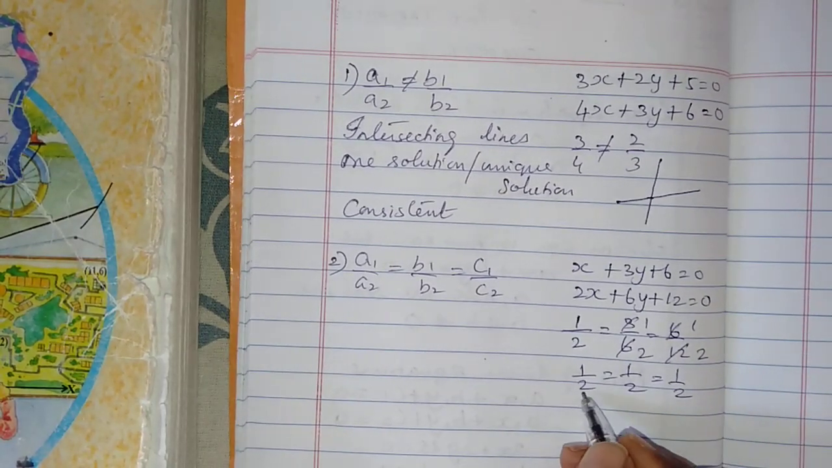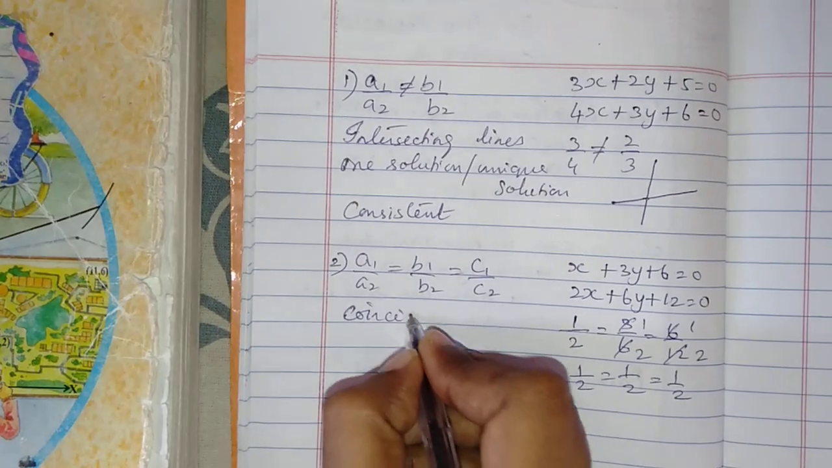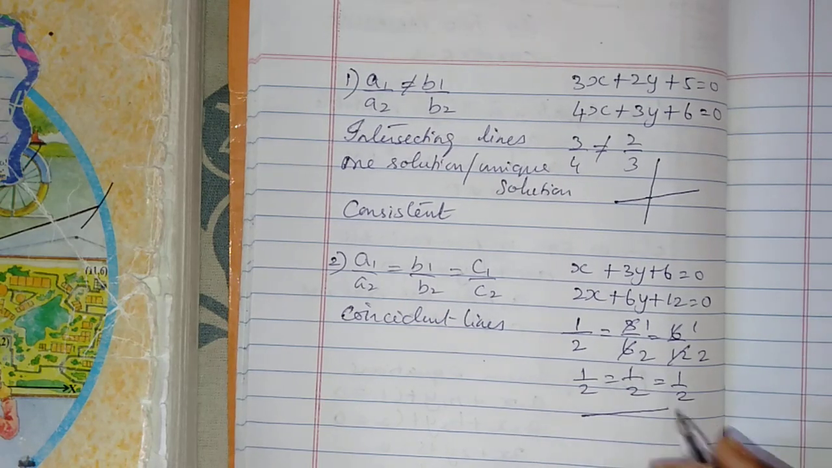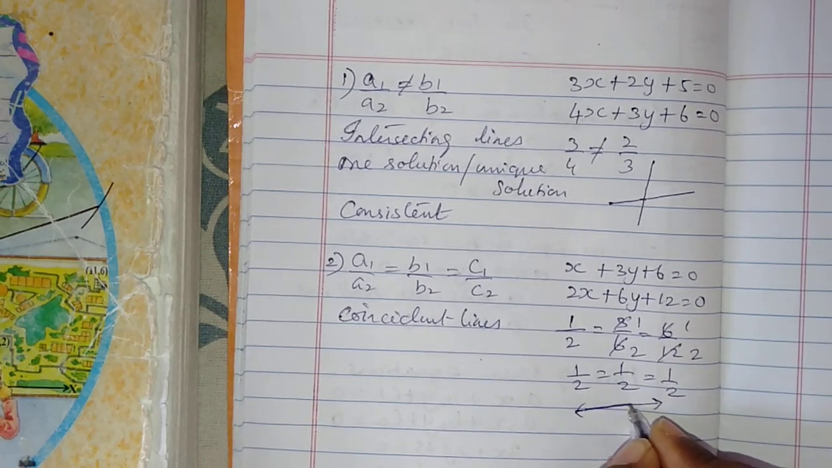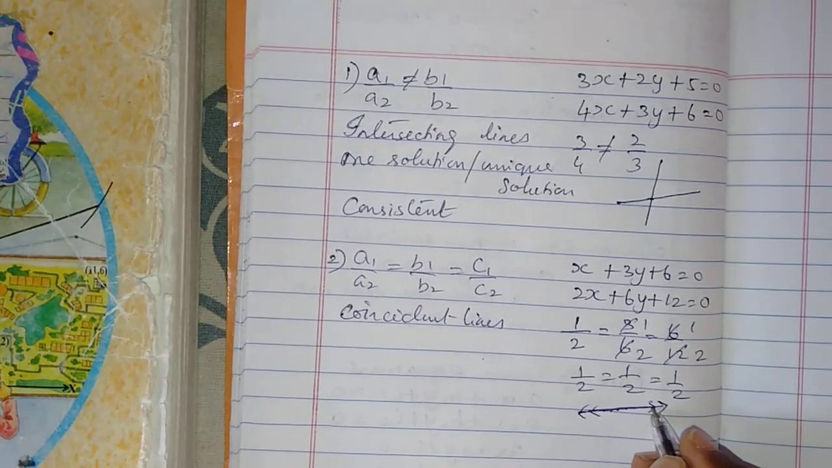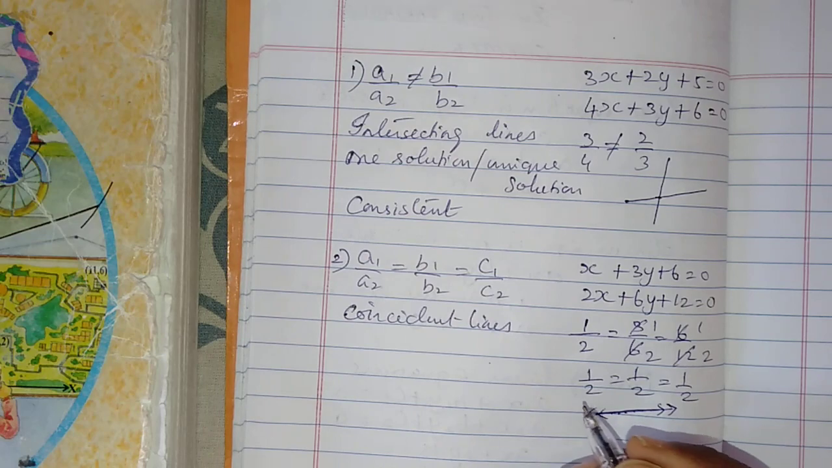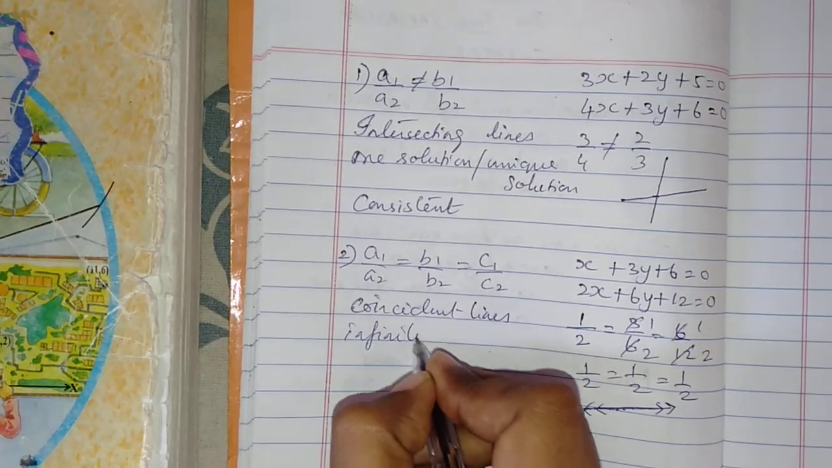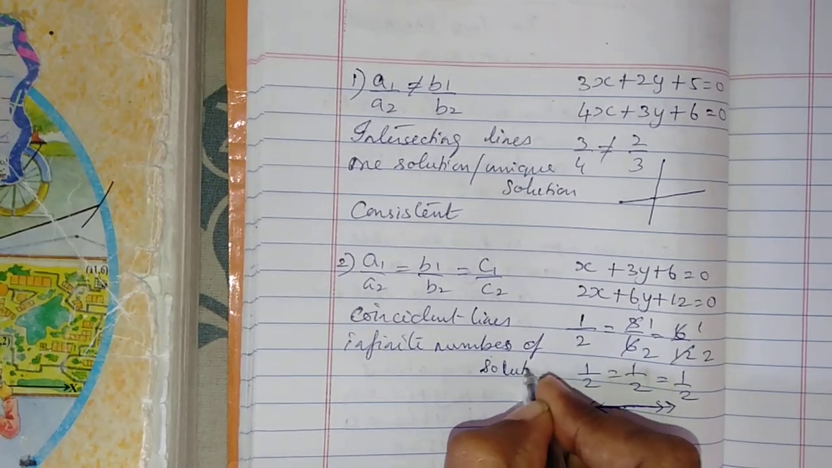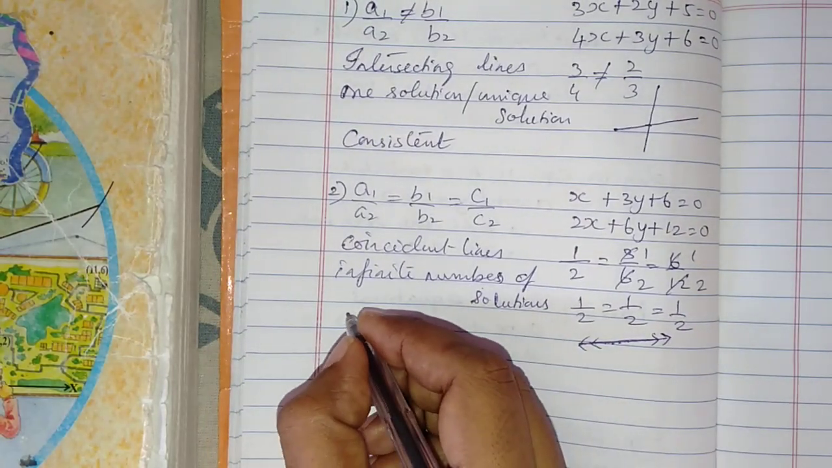Since they are all equal to one another, they will give you coincident lines. This line is formed by the first equation and the second equation forms a line overlapping the first one. It means that they have innumerable points where they meet. So they will give you infinite number of solutions. And since they give you solutions, they are also called consistent.